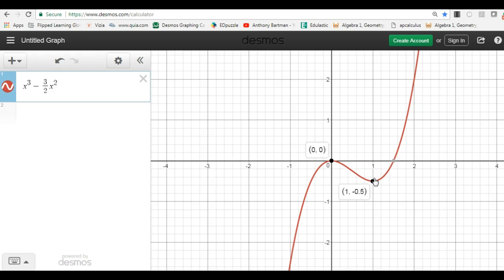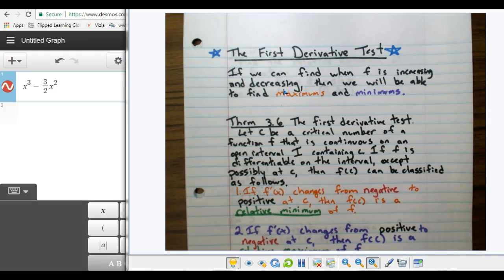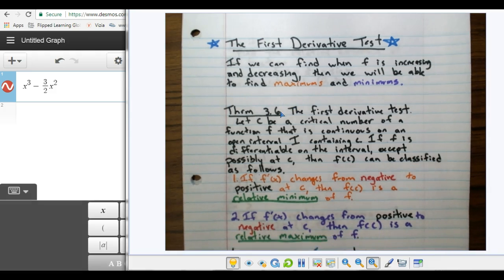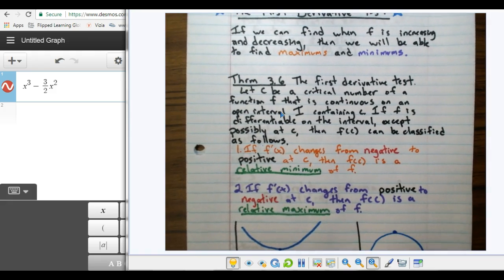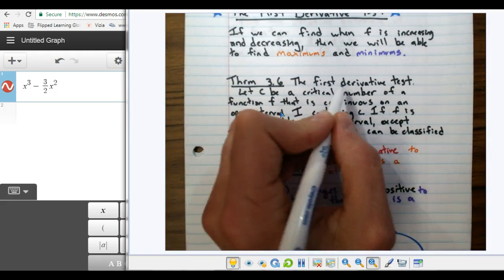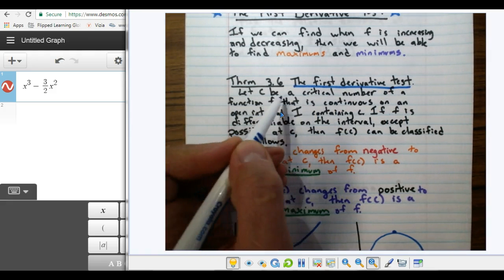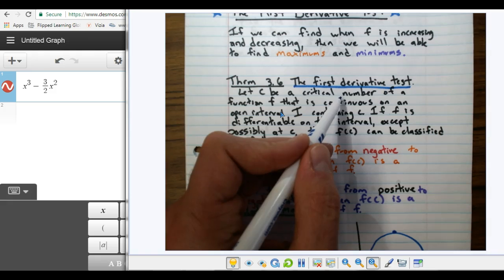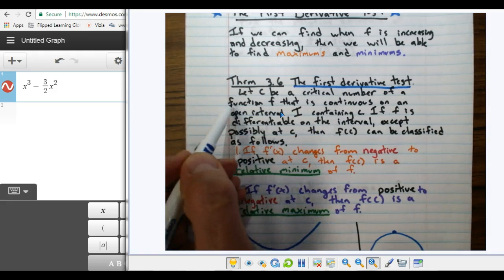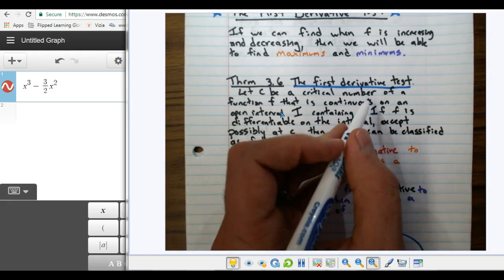Sure, totally makes sense. Okay, so we're going to try and use the first derivative test because it really does that kind of stuff for us, alright? So this is theorem 3.6. This is the first derivative test. It says, let C be a critical number, aka the derivative is equal to 0 or undefined, of a function f that is continuous. Now this is an important thing.